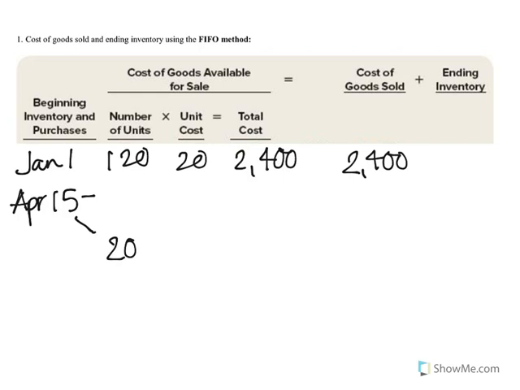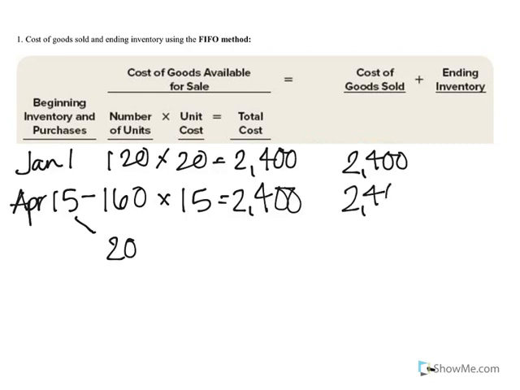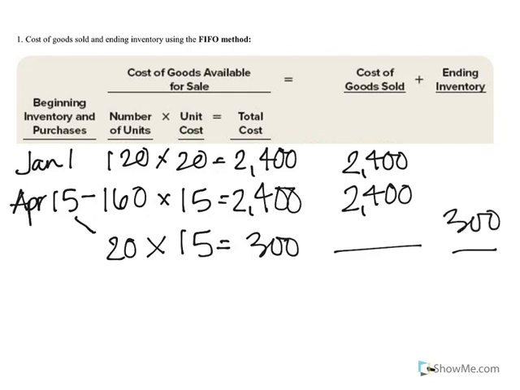Out of the 180 that were purchased, we know that 20 are in ending inventory. So 160 of those units were sold. 160 units were sold at $15 each, and that's going to be $2,400. That $2,400 is part of our cost of goods sold. In the ending inventory, we had 20 units at $15 a piece. So that's $300. That's going to go under our ending inventory.